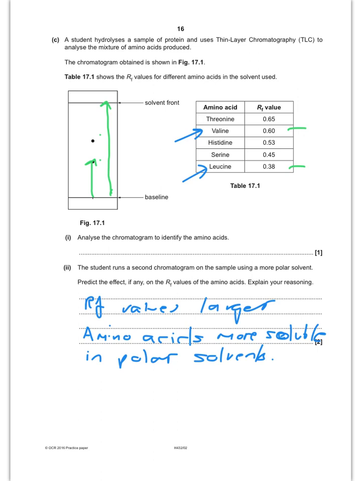A student runs a second chromatogram using a more polar solvent. What will be the effect on the RF values of the amino acids? Well, your RF values are going to be larger because they're going to travel further, a larger distance on the chromatogram, and that's because the amino acid is going to be more soluble in polar solvents. So they're going to travel further with the solvent.